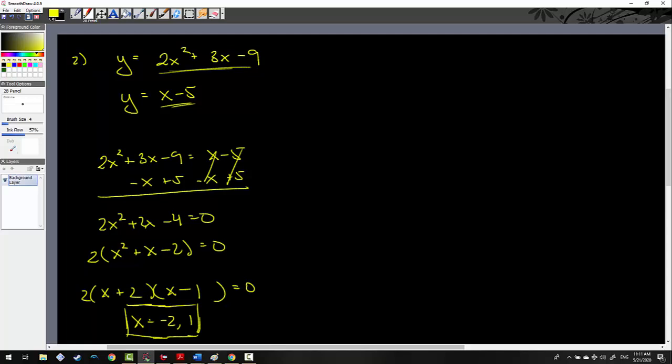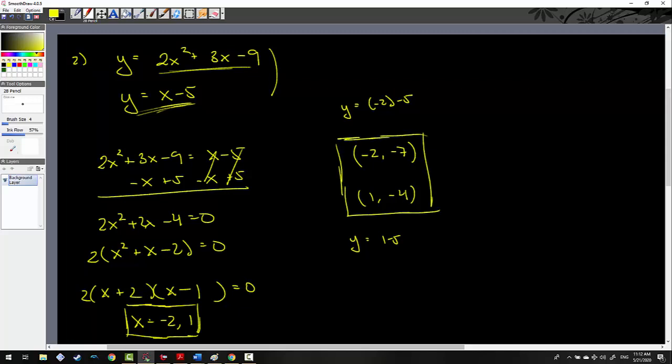So again, which one do I choose? The one that's going to make my life easier is easily the line. Don't try to be crazy here and try and be fancy and solve into the parabola. Before I solve for the line, I'm going to go and set up my coordinates. My coordinates are going to be negative 2 comma something and 1 comma something. I will find those comma somethings by plugging those numbers into the line. So y equals negative 2 minus 5 and y equals 1 minus 5. This one's easier. I get a negative 4. This one isn't too bad itself. Negative 2 minus 5 is negative 7, and those are your two coordinates of intersection.